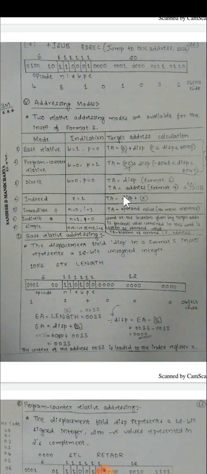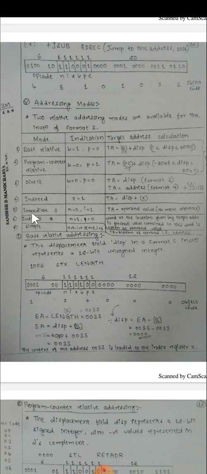Then the target address will be displacement plus the content of the register X. In the first SIC machine we studied the registers A, X, L, PC and SW. There we studied this X register. That X register is called the index register, and it is used for addressing purposes. The content of that register will be added with the displacement to get the target address.